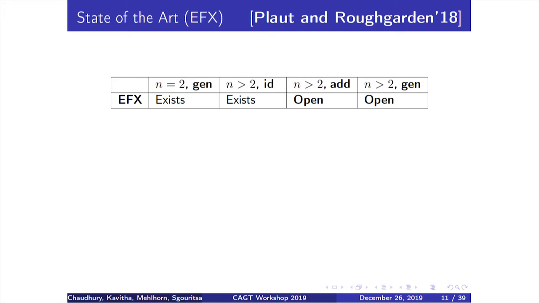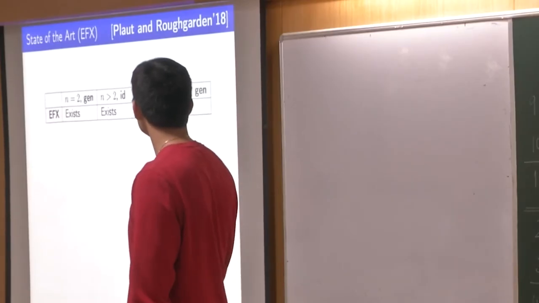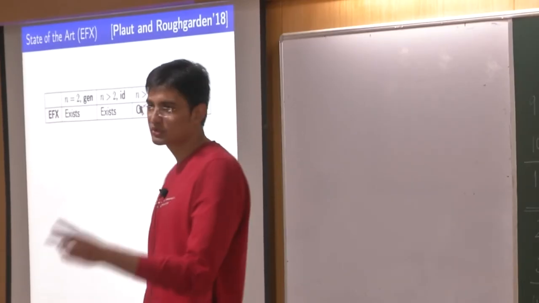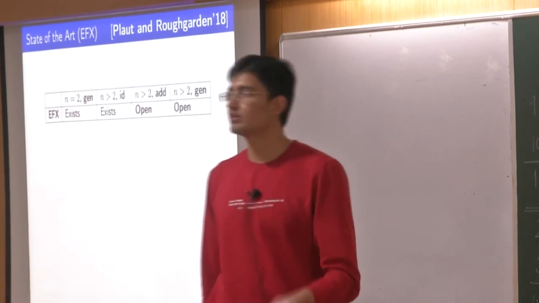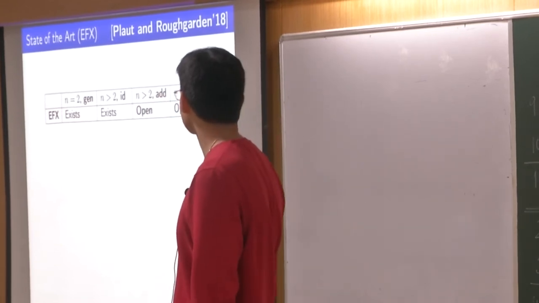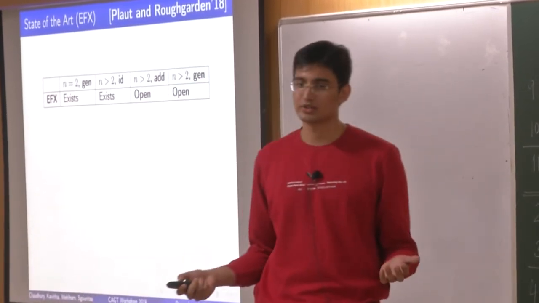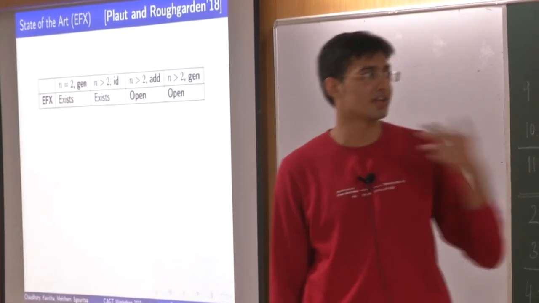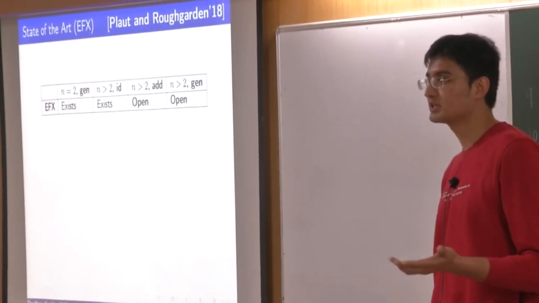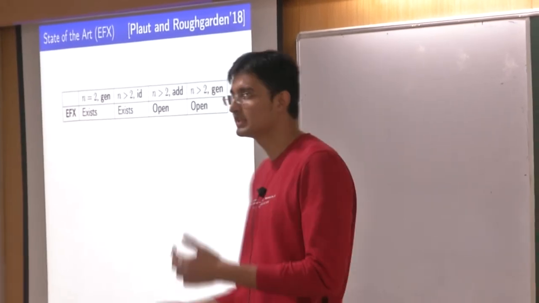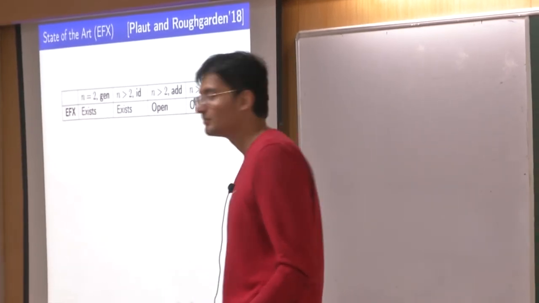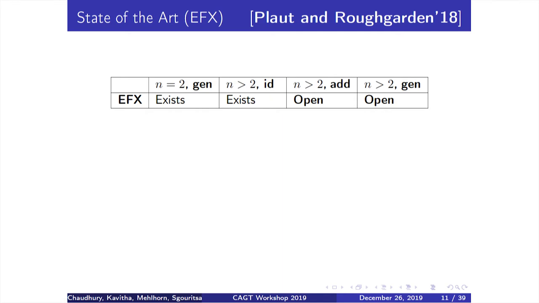Okay, going back. So this current state of the art is a paper by Tim and Benjamin, where they show that it exists in some particular settings. In particular, if you have just two agents with general valuations, then EFX allocations exist. If you have more than two agents, but all of them have identical valuations, which on the first glance may look like the hard case, because identical valuations means that the agents are actually fighting for the goods, and it might actually be harder to be fair. But even in this case, EFX allocations exist.